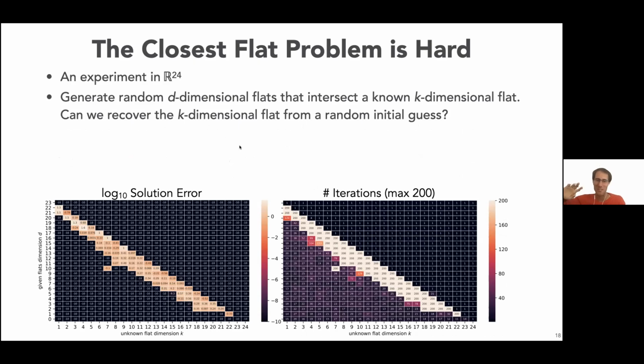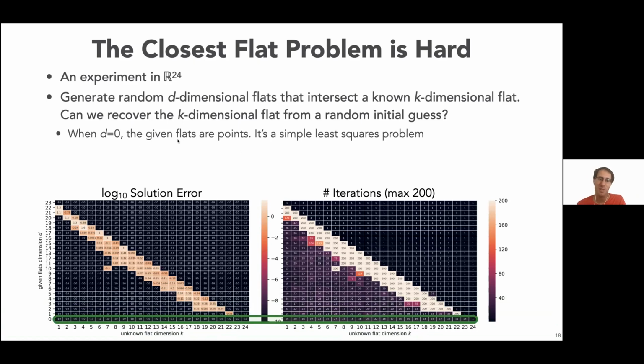This is a visualization of the solution error and the number of iterations. So this is telling us how successful we were at solving this problem. So what do we see here? When d equals 0, the given flats, the given data are points. So right here, this bottom green row, we're given a bunch of points, and someone says, find me the closest point to this set of points. Easy. Find me the closest line to a set of points. Find me the closest plane to the set of points, and higher dimensional versions of that. And that's an easy problem. It becomes a simple least squares problem.